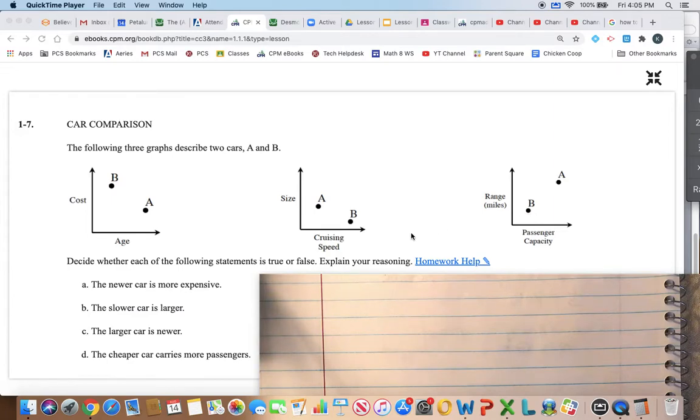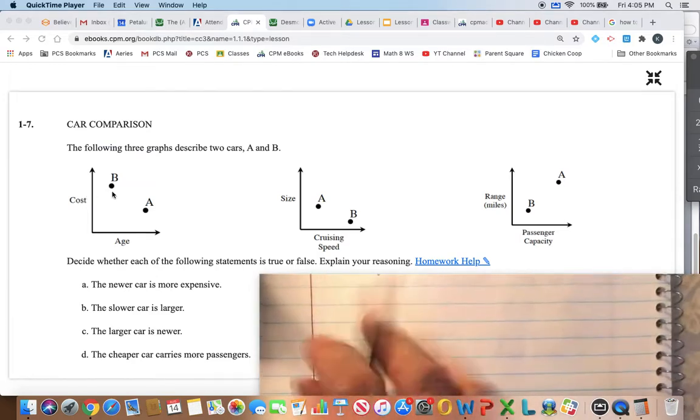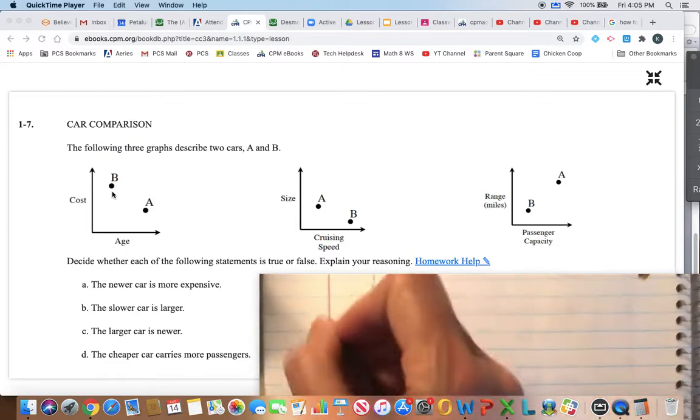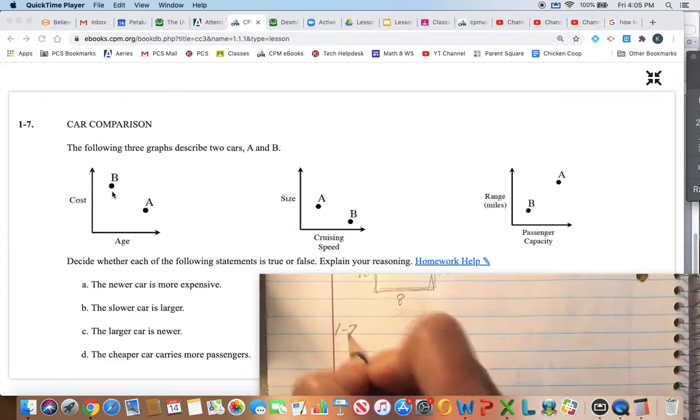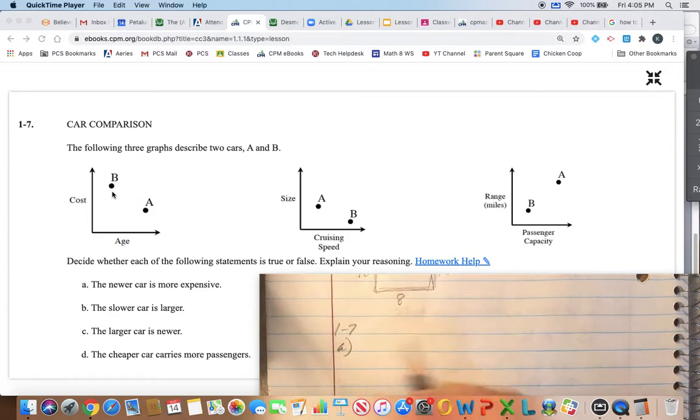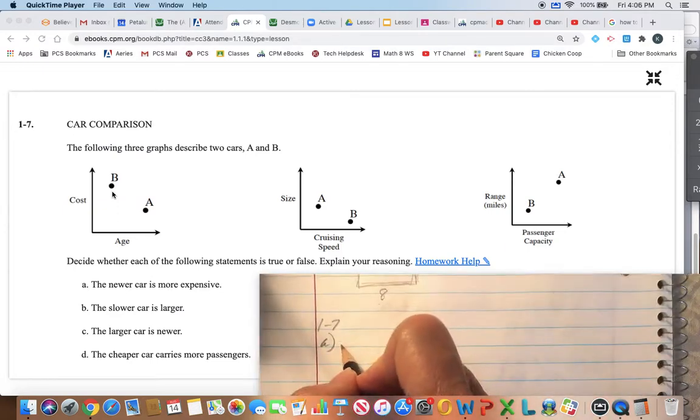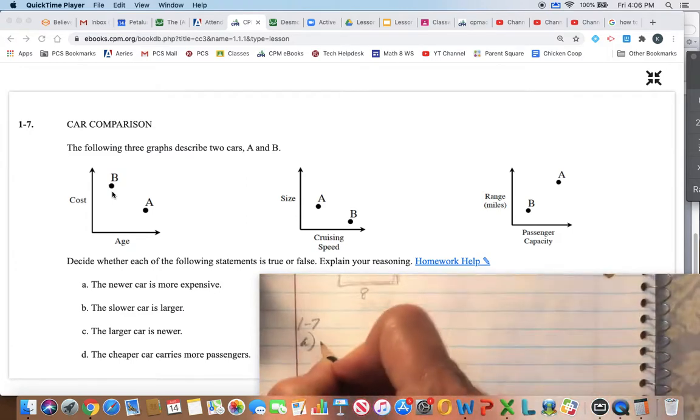All right, so let's start looking at these statements. The newer car is more expensive. Okay, so if we look at this one, we can see that the newer car, the younger car, is more expensive. So we're going to say that for this problem, which is 1-7A, the newer car is more expensive, and we are going to say that is true.